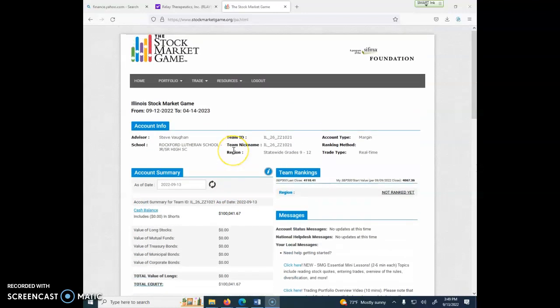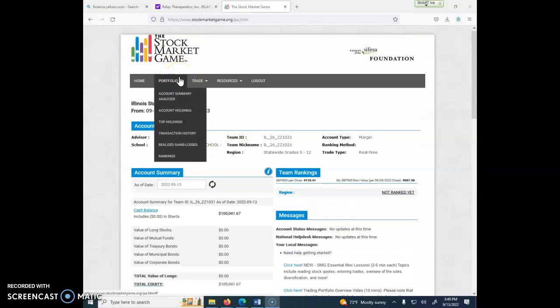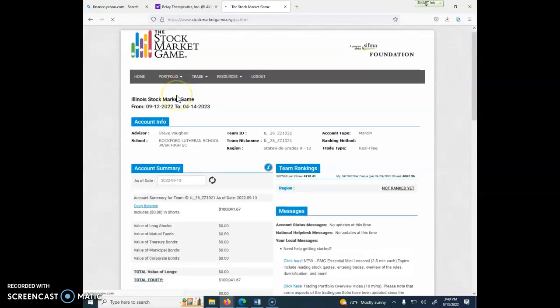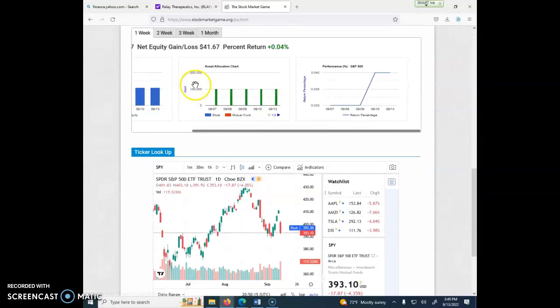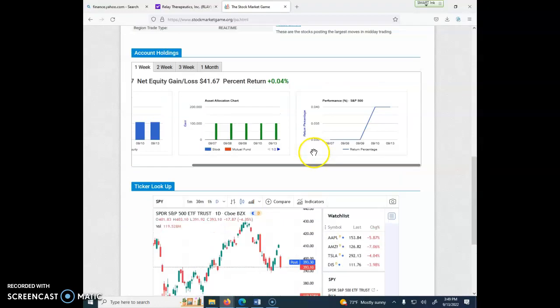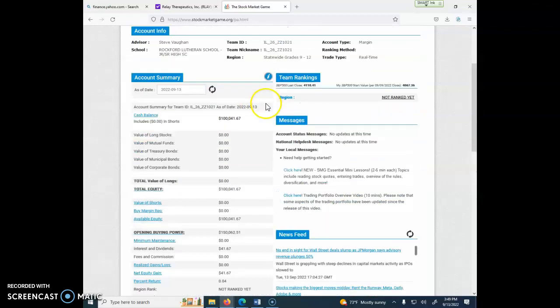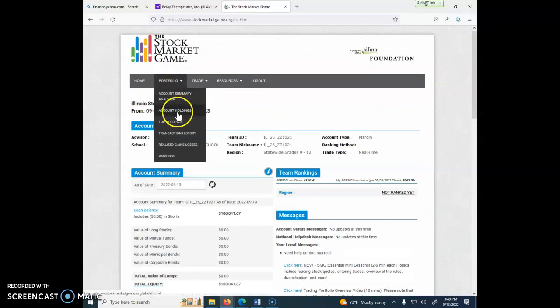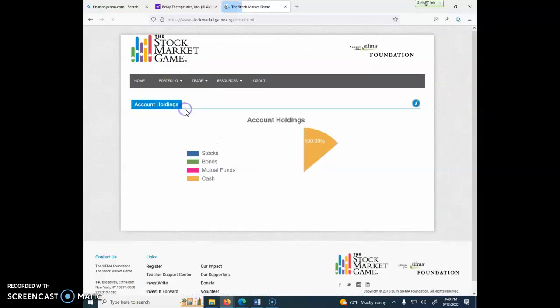All right, let's go back up here to the top again. I'm going to click on the drop-down box portfolio. One area that you're going to want to look at a lot is the account summary analyzer. If I click on that, this looks a whole lot like the other screen, but it does give me some interesting stock market data. Another one though is the account holdings.